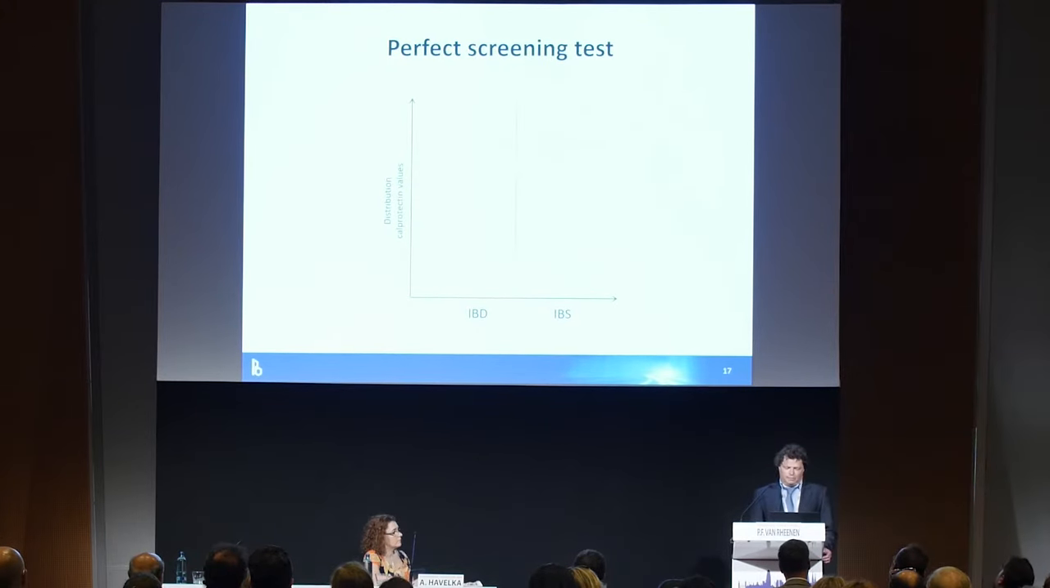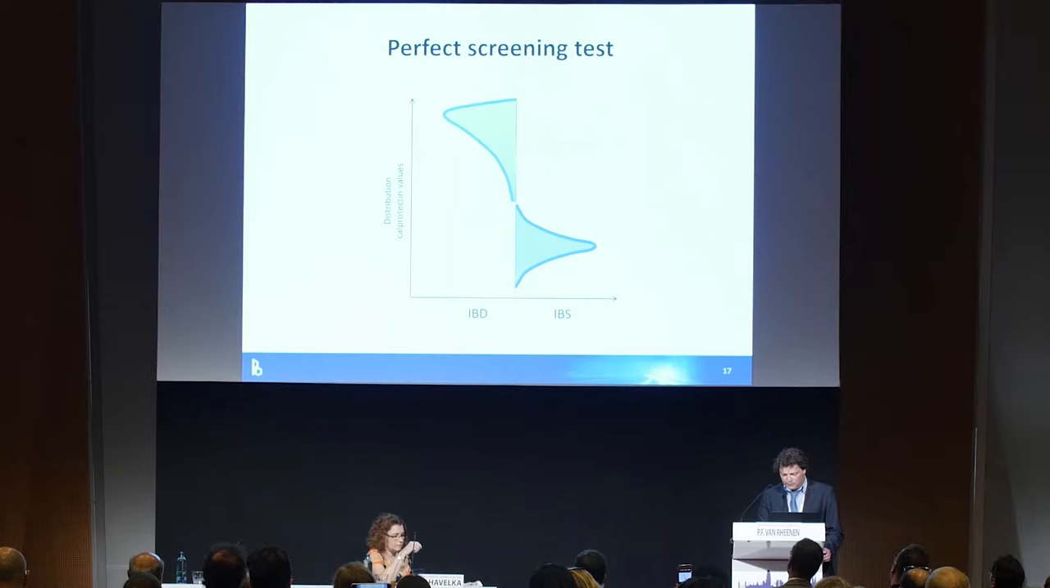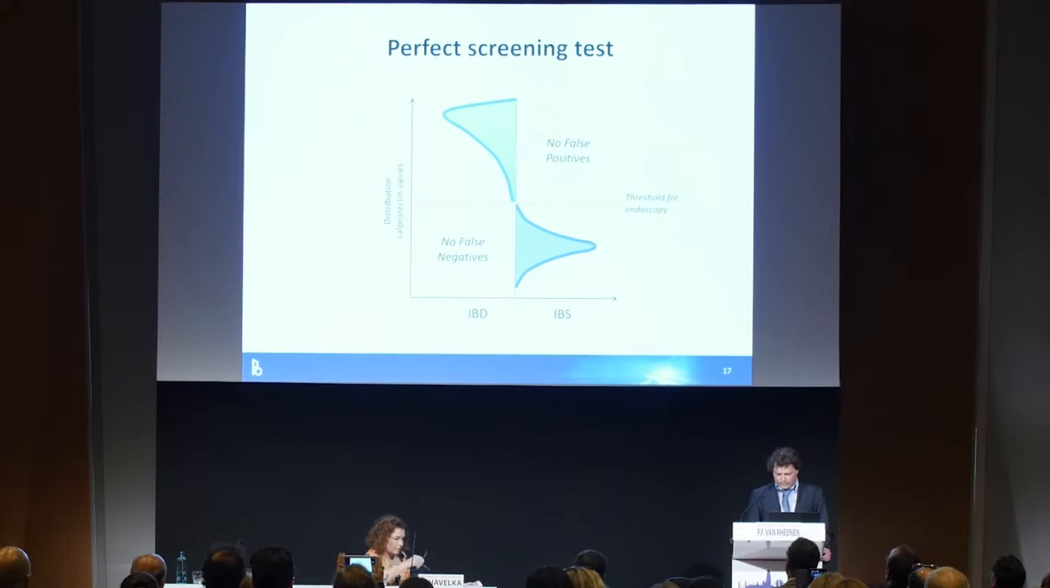So the perfect screening test looks like this. Calprotectin is only in the low ranges in patients with functional abdominal pain and in the high ranges when patients have inflammatory bowel disease. So if you draw a line just between these two distributions of calprotectin, you will see the perfect screening test. You won't have false positive results, and you will not have false negative results. But unfortunately, this is only an ideal test, but not the real world test.